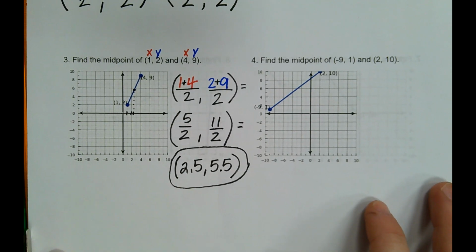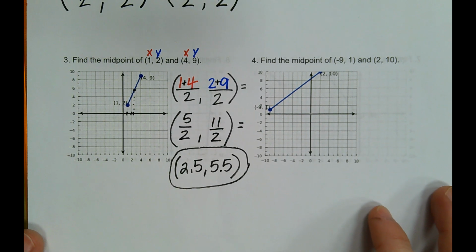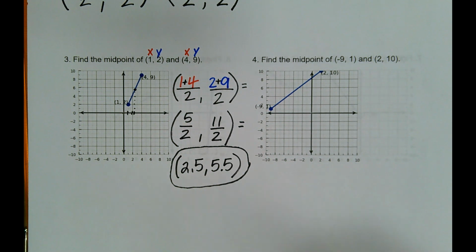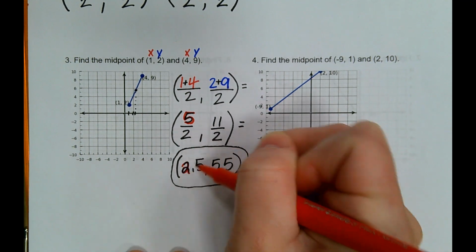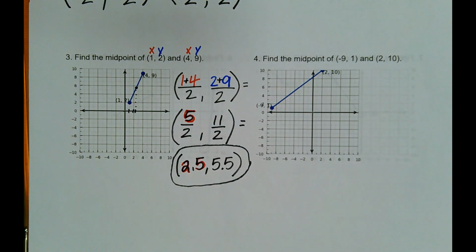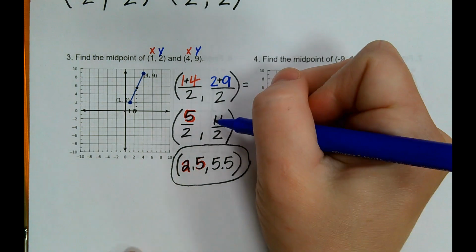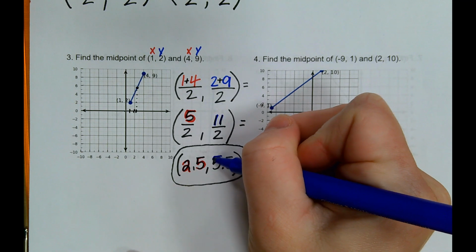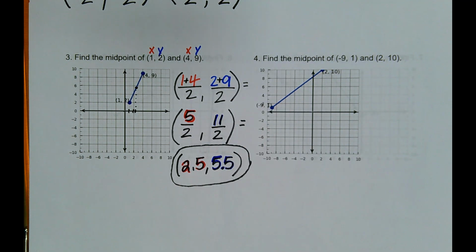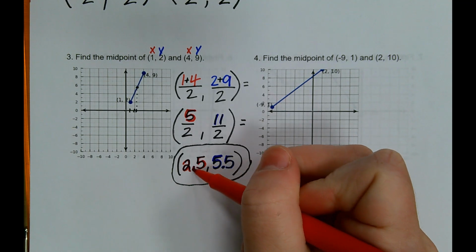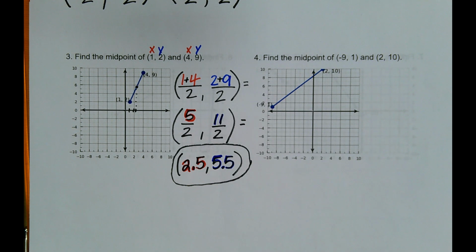Notice I stopped color coding halfway. I did stop color coding. Here, I'll put the colors back in. 5 was red. 2.5 was red. 11 was blue for Y. 5.5 was blue for Y. There we go. Now my colors are there.